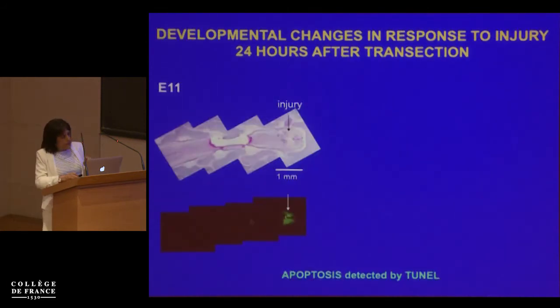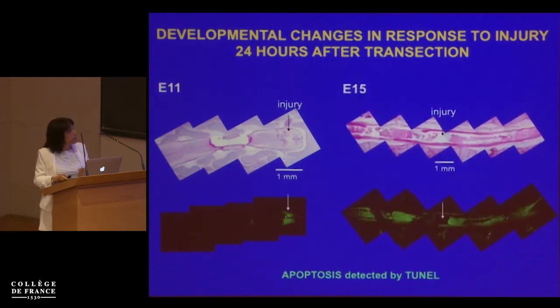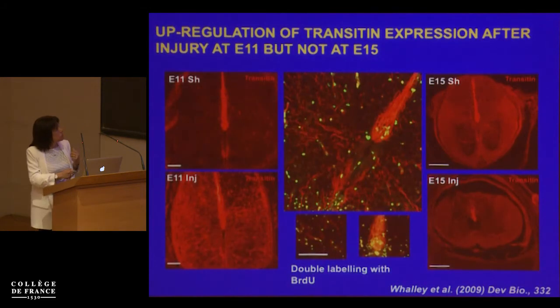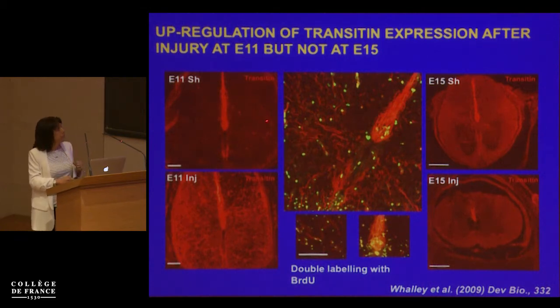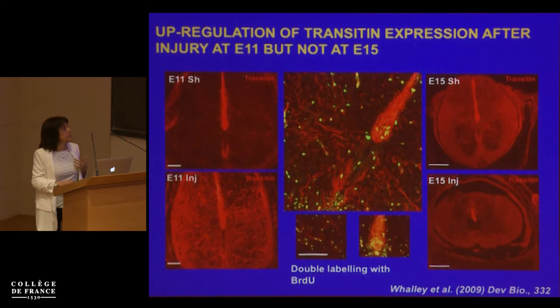So briefly, the difference: if you look at an injury at E11, you have limited cell death, apoptosis detected by TUNEL. If you do the injury a few days later, you have a massive response and a lot of cell death, very similar to what you find in any mammal postnatally. And when you go back and look at the spinal cord and the growth zone, you see that, like I have described in the amphibian spinal cord, you have activation of certain markers.